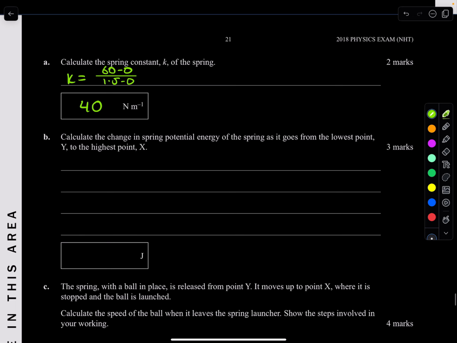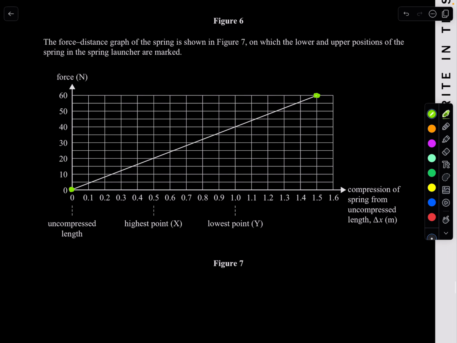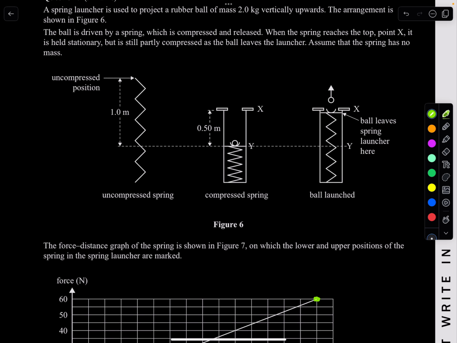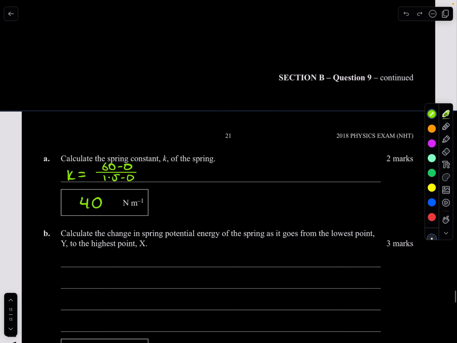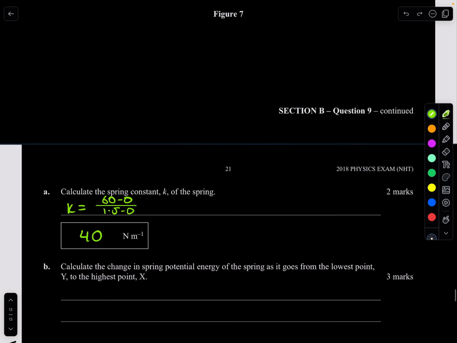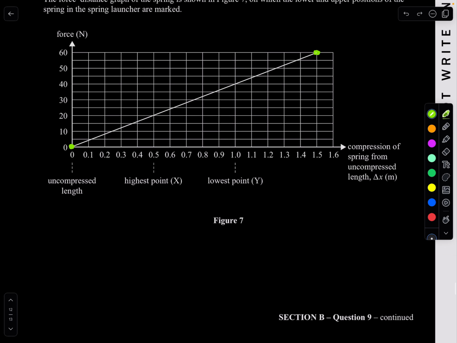Beautiful. Part B: calculate the change in spring potential energy of the spring as it goes from the lowest point to the highest point, X. You can actually do it in two ways, because we're given the graph and the area below the graph is the change in spring potential energy. But we can also do it using the formulas. I think the easiest way is by looking at the graph, so we want just the area under this graph here.